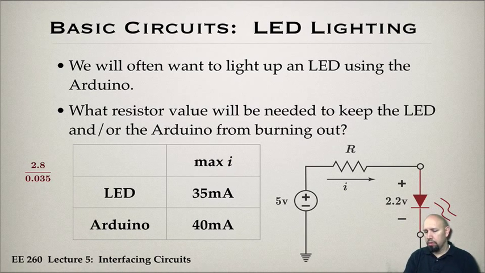This ratio, so 2.8 divided by 35 milli, and doing that division gives us 80 ohms. So what this is saying is that the smallest resistance we can use here in this particular application is 80 ohms. Now, that is the absolute maximum current that we could use. In other words, if I use 80 ohms, I'm going to get 35 milliamps going through here.